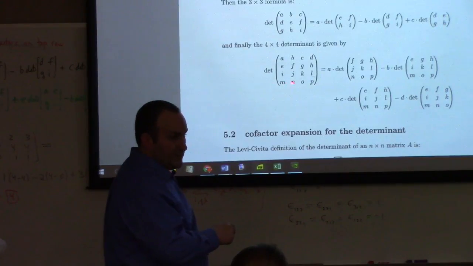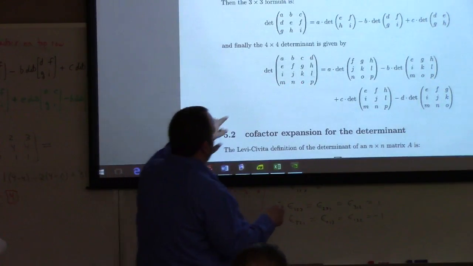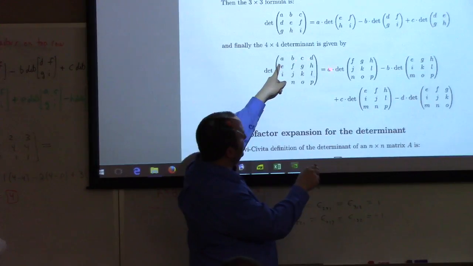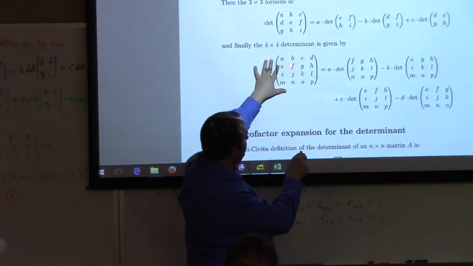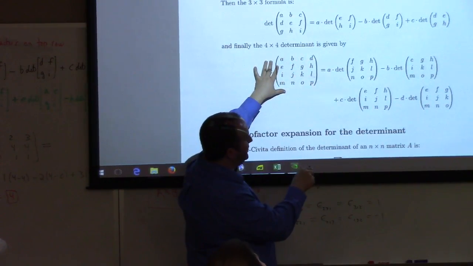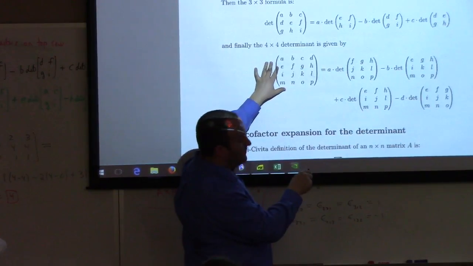Here's the 4 by 4 formula he was talking about, recursion. So across the top row, I do A times everything that's not here, right? F, G, H, J, K, L, N, O, P. I will post this so you guys don't have to write it down, okay?